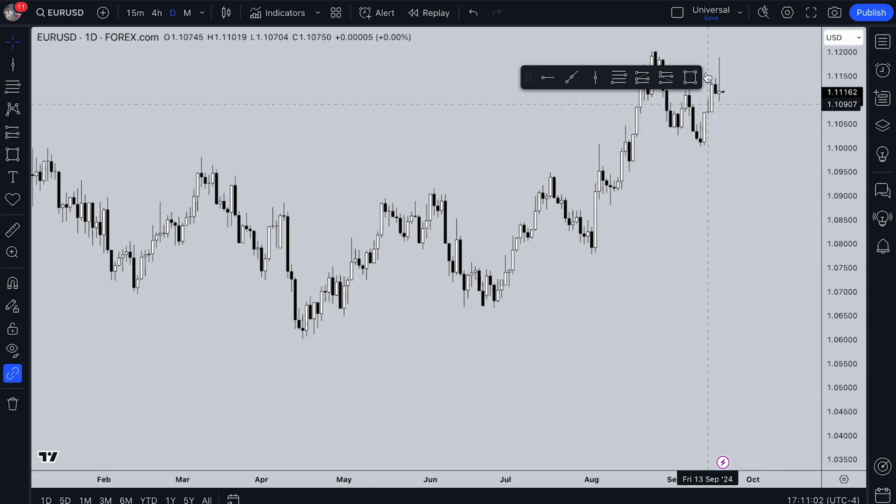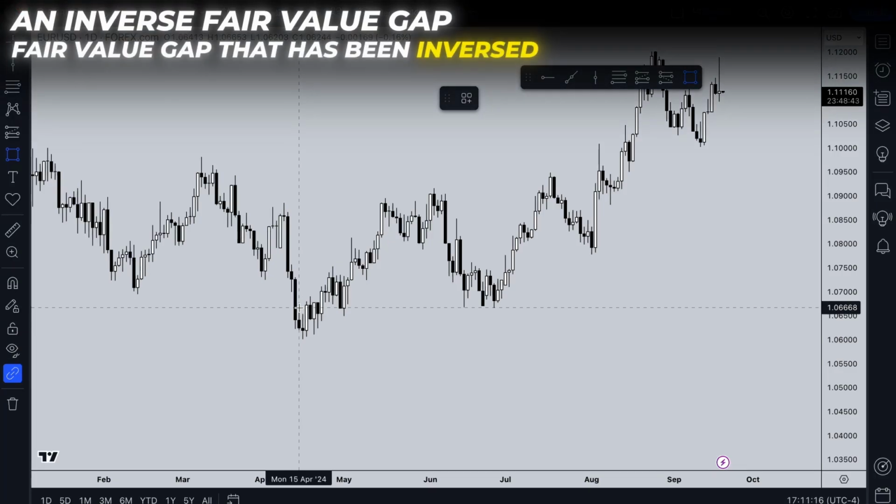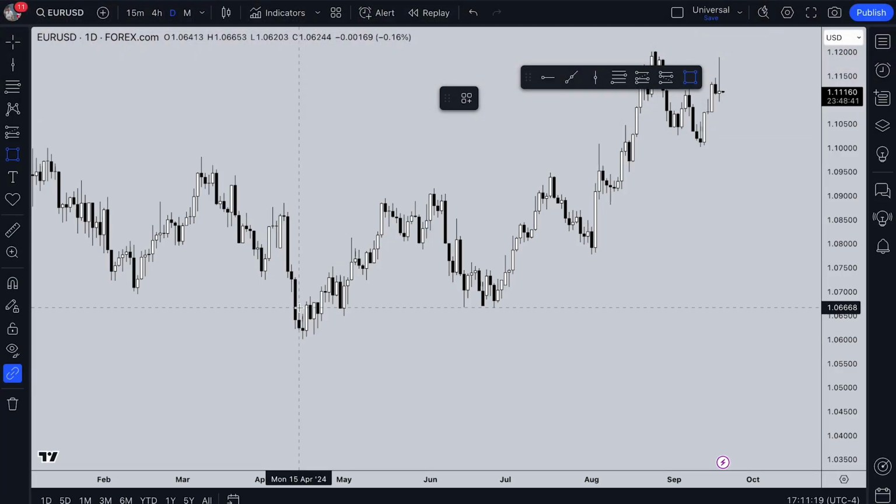What we want to do is identify firstly what a fair value gap is, and secondly what an inverse fair value gap is. The clue's in the name. An inverse fair value gap is a fair value gap that has been inversed. So what does that mean? That means that price has disrespected that fair value gap, and now we are going to use it to support price in the opposite direction of what it originally should have done. This is a great example, and I'll show you how we're going to use this in a moment.